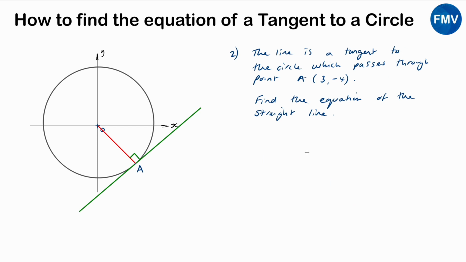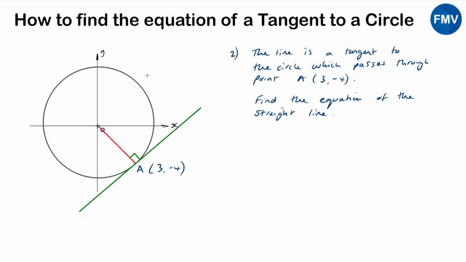So in this question, we have been given a circle. We've been given a tangent that we know is 90 degrees to the radius. We've got point A here, where the line passes through, and we know that point is (3, -4). And we're asked to find the equation of this straight line.